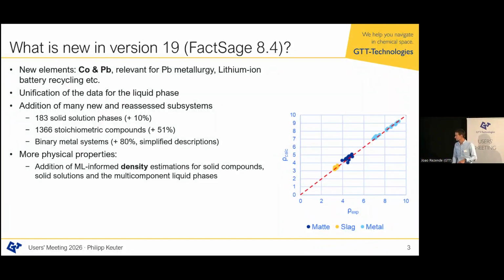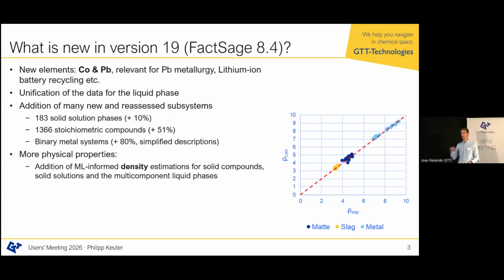We have an increase of 10% in solid solution phases. We have an increase of 50% in stoichiometric compounds from one version to another, which is mainly due to Cassie's excellent work in adding binary metal descriptions. So all metal binary interactions have been added in the process of having a liquid unification. So that was a tremendous increase also in scope.